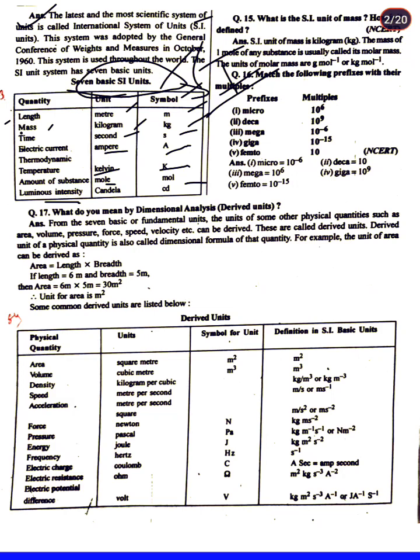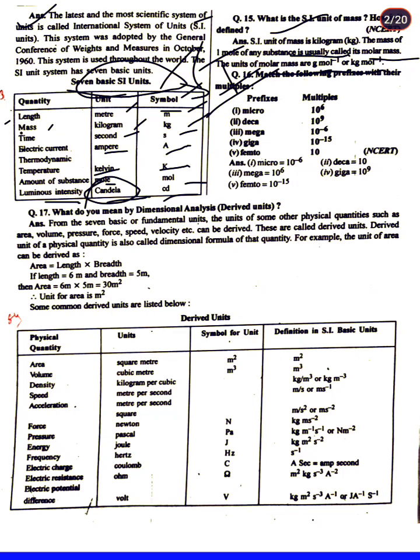Luminous intensity, that is the candela unit, and symbol is small cd. These are the basic units. Similarly, the SI unit of mass is kilogram, and 1 mole of any substance is called the molar mass. The unit of molar mass is gram per mole, or it can be written as kg per mole.